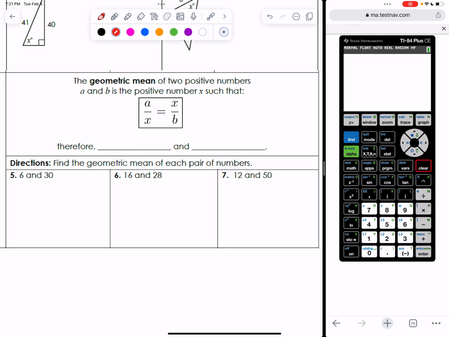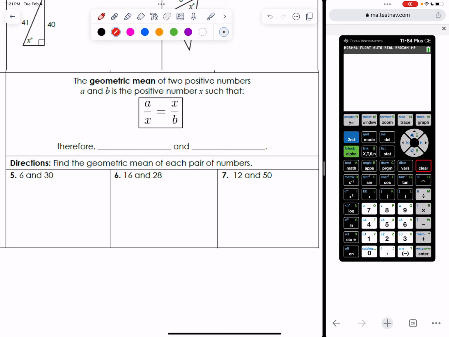Right? But geometric mean is a little bit different because geometric mean is primarily used to analyze data sets that involve multiplicative relationships. So notice when we're just finding mean, we're just adding up all those numbers. So that's an additive relationship, whereas the geometric mean, we're finding the multiplicative relationship. So the geometric mean of two positive numbers, a and b, is the positive number x such that a over x is equal to x over b.